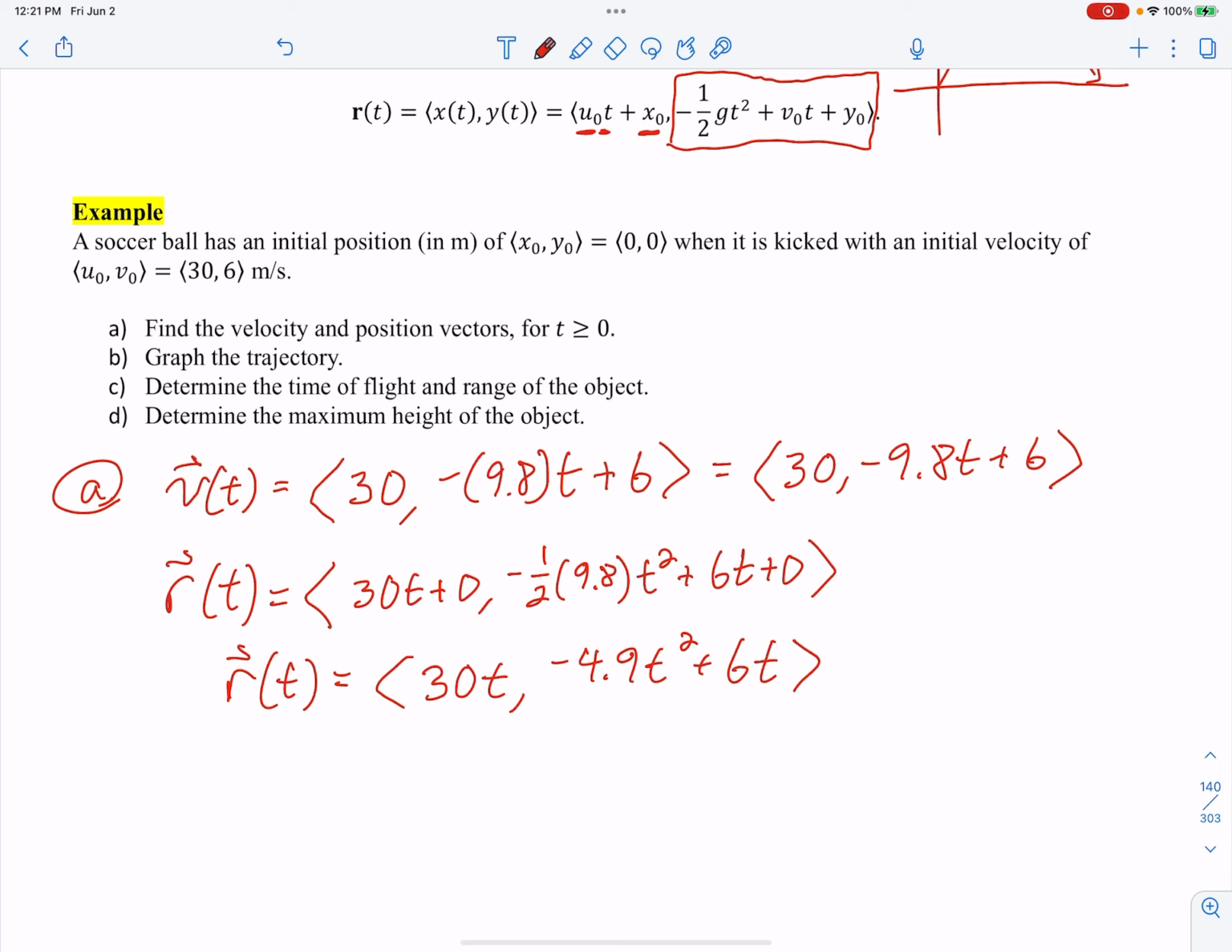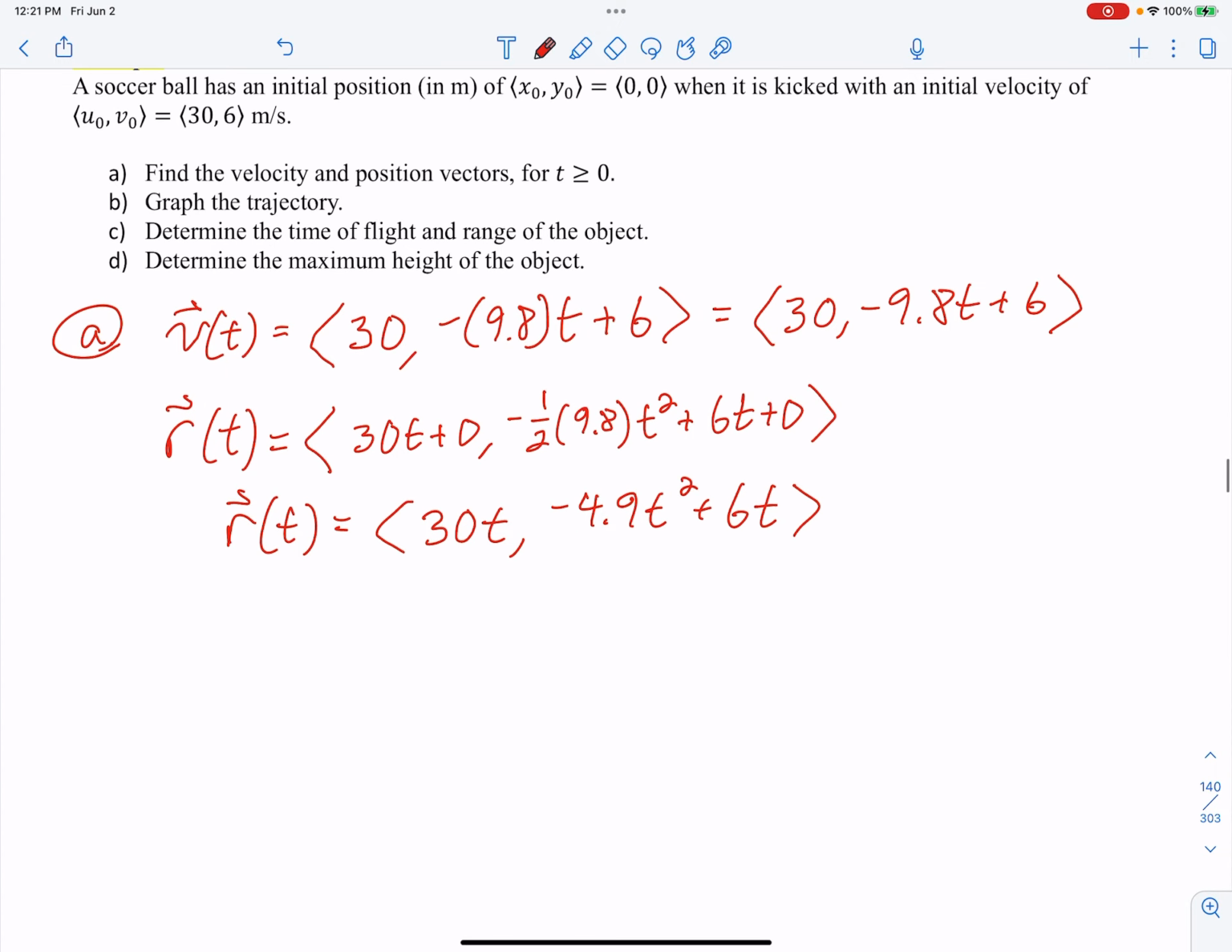6t. There we go. Okay, that was A. We answered both. B, for the sake of time, I'm not going to have you graph this. We could graph that in our y, and it would show us what the trajectory looks like. 30t just tells me how fast it goes in the x direction as it goes through the graph. So we'll skip B here. If you'd like to see it, go ahead and graph this into y somewhere. Y equals that, and you can see the graph.